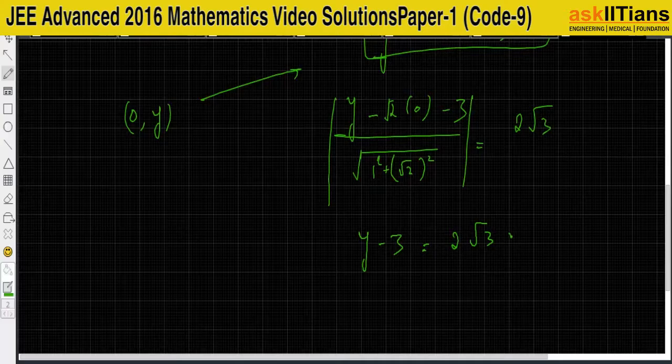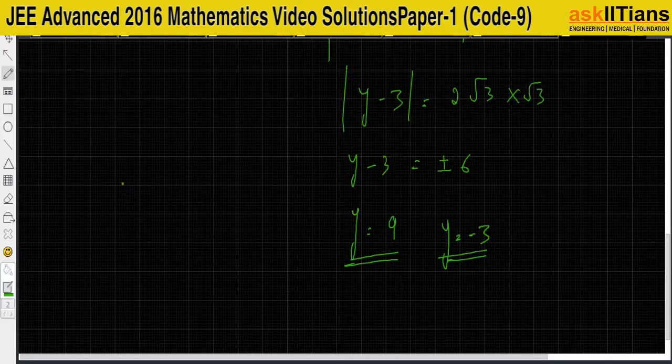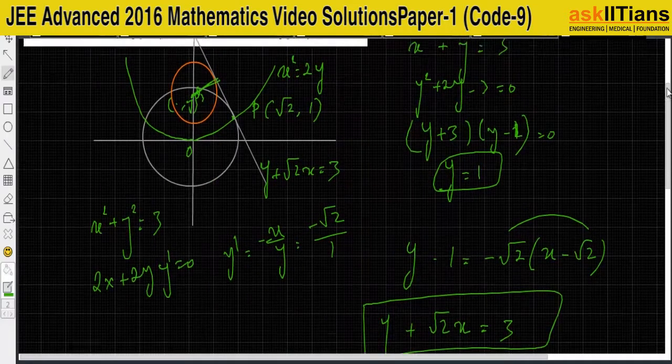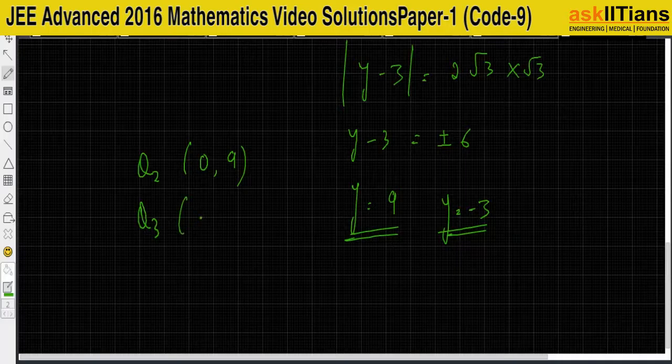So this is multiplied by root 3, and the mod of this. So I get |y minus 3| equal to 6. If I open the mod, I'll get plus minus 6, so there will be two values of y: y equal to 9, and y equal to minus 6 plus 3, that is minus 3. So those 2 points, Q2 and Q3, are one point 0 comma 9 and the other point 0 comma minus 3.